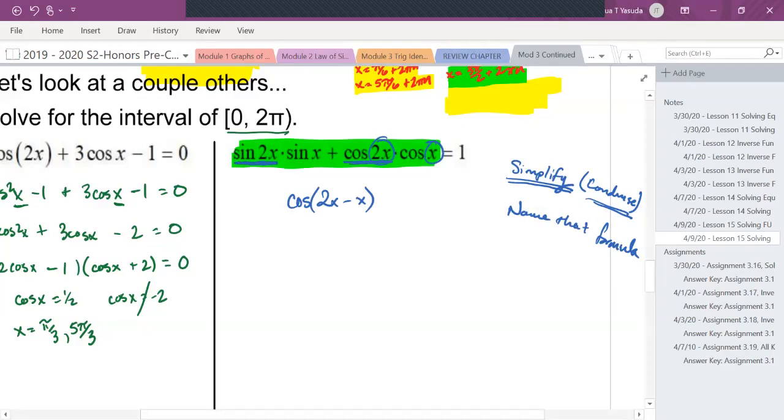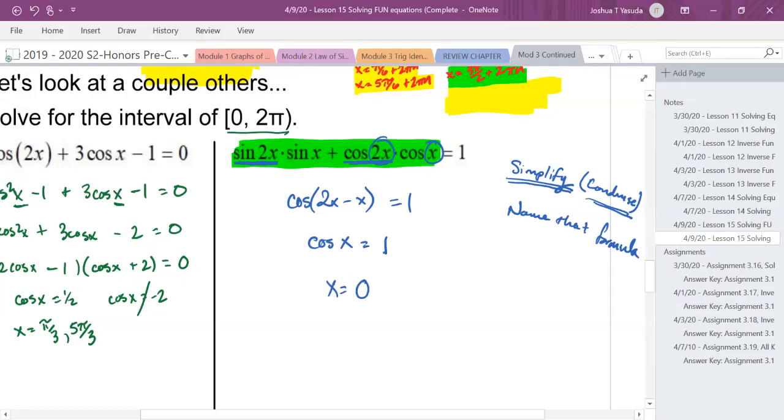That's the formula. So instead of plugging in double angle formulas, which some people will do, that just makes the problem worse. I've got cosine of 2x minus x equals 1, which is just cosine of x equals 1, and the cosine is 1 at x equals 0 radians. And then we're done. If you get strategic about it and you can see that something is a formula, then all of a sudden it condenses down to one thing, which is much nicer.